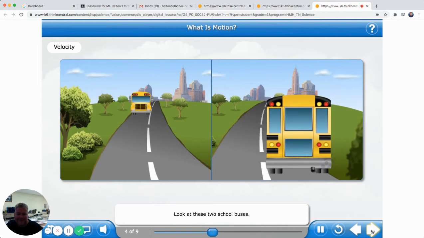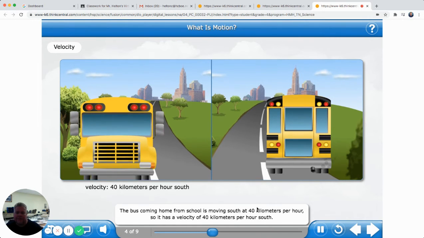Look at these two school buses. How do you think their motions compare? Did you notice that they are moving in different directions? One bus is going to school in the morning, and the other is coming home in the afternoon. So the buses have different velocities. The velocity of an object tells two things: the speed and direction of the object. Two objects can have the same speed but different velocities because they're going in different directions. Click each image to see that bus's velocity.